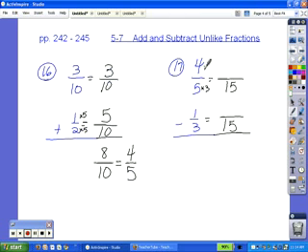5 times 3 gives us 15, so 4 times 3 gives us 12. 3 times 5 is 15. 1 times 5 is 5. Now we're ready to subtract. 12 fifteenths minus 5 fifteenths would give us 7 fifteenths. And when we ask to see if it's in simplest form, 7 fifteenths is not improper and it cannot be reduced.